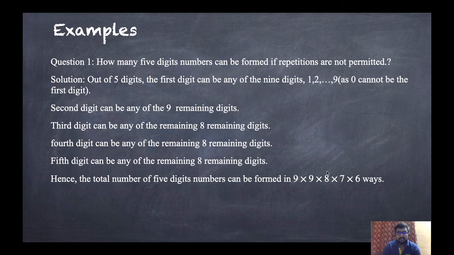Now again, total 10 digits are there. We have already chosen 2, so remaining are 8. So 8 now into 7 into 6. So these many ways are there to construct a 5-digit number whenever repetitions are not allowed.